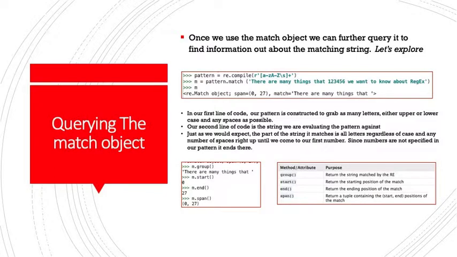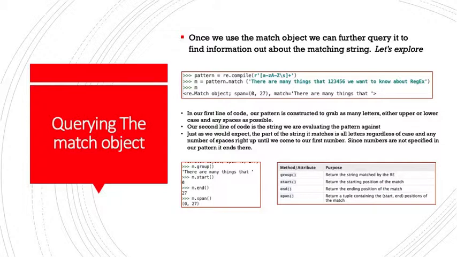You may recall at the end of the first class that we started to explore the match method. And just to refresh ourselves, match checks whether 0 or more characters at the beginning of a string match our pattern. So here, we're going to explore the querying of the match object. Once we use the match object, we can further query to find information out about the matching string.